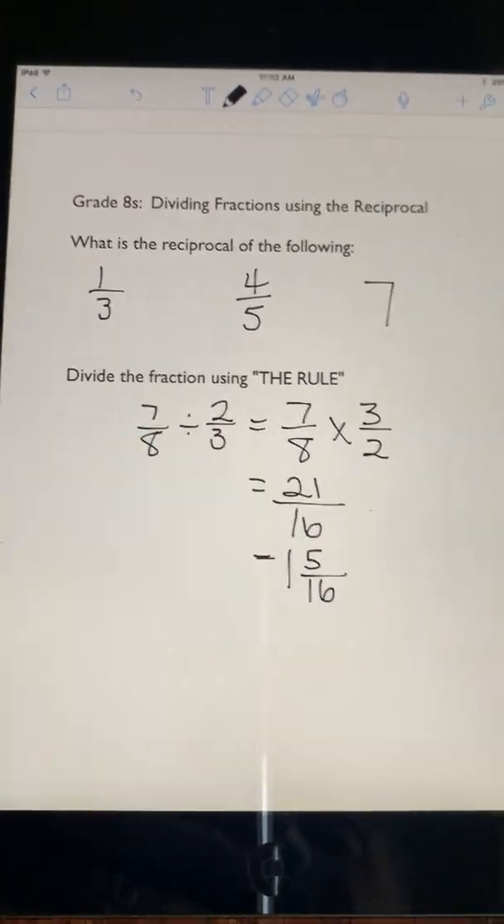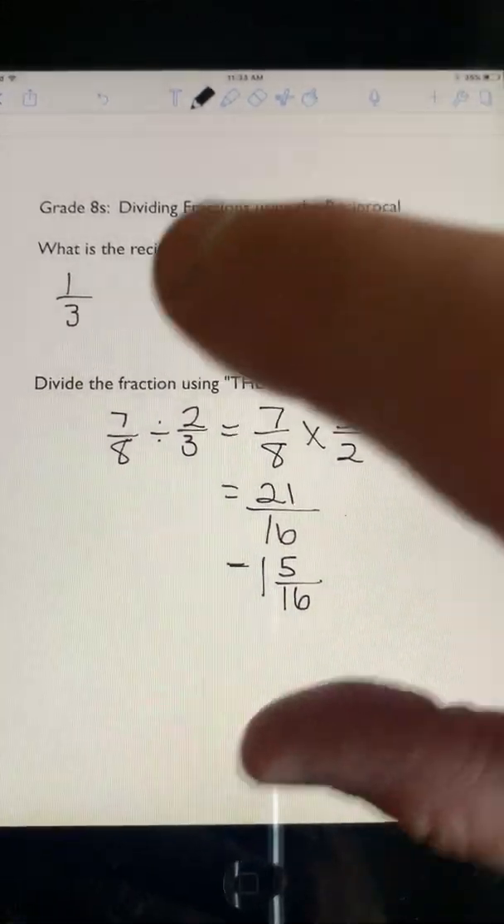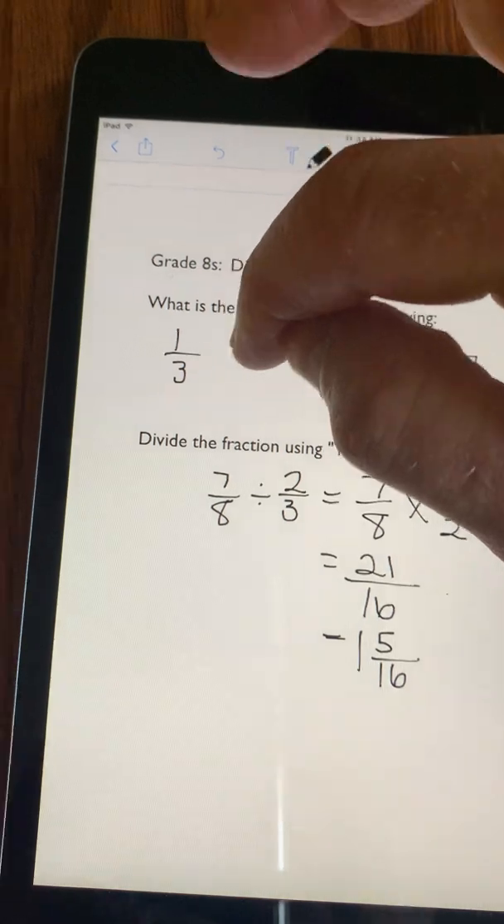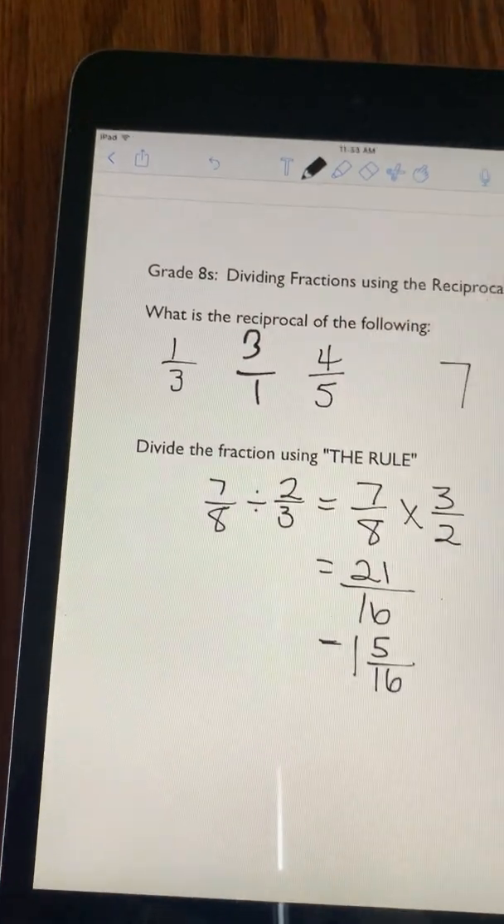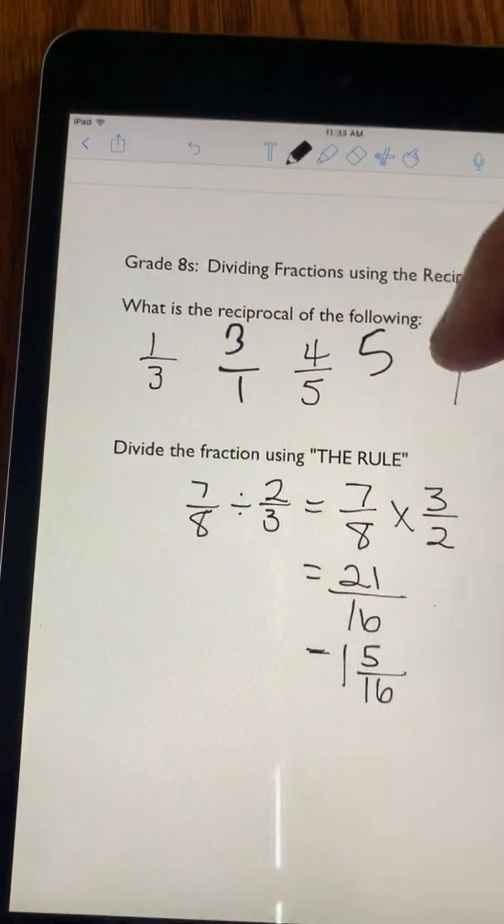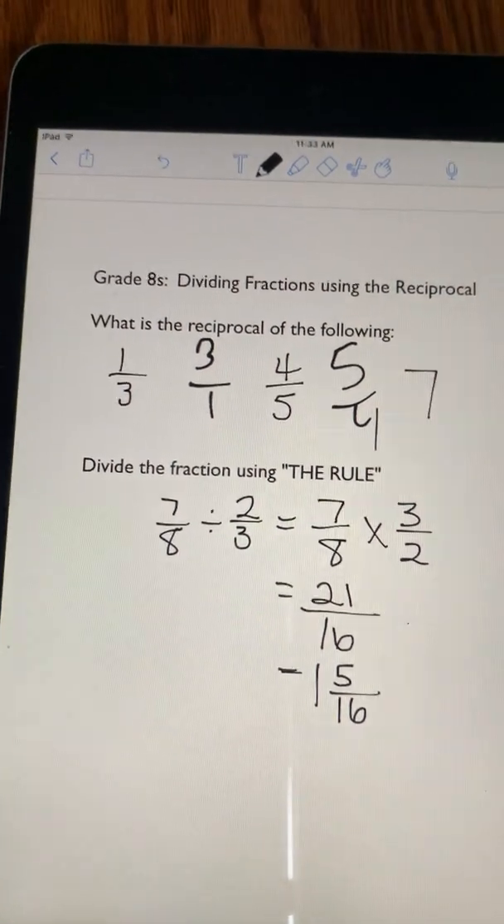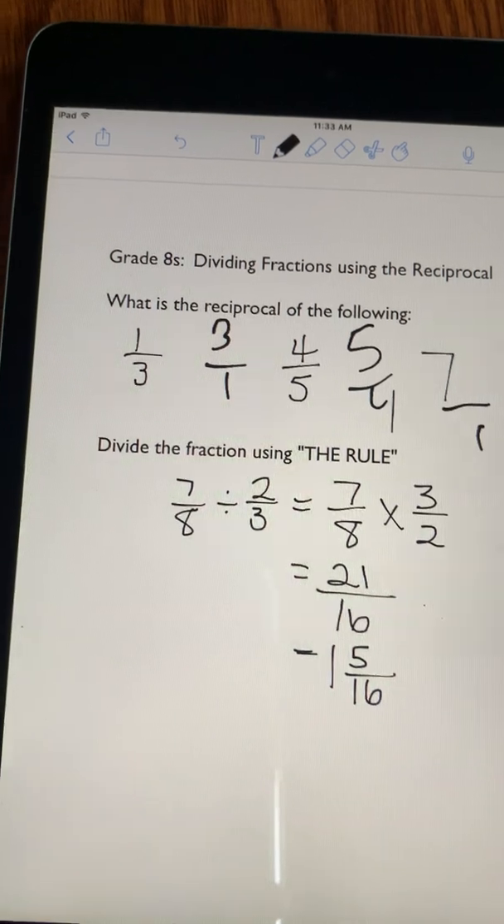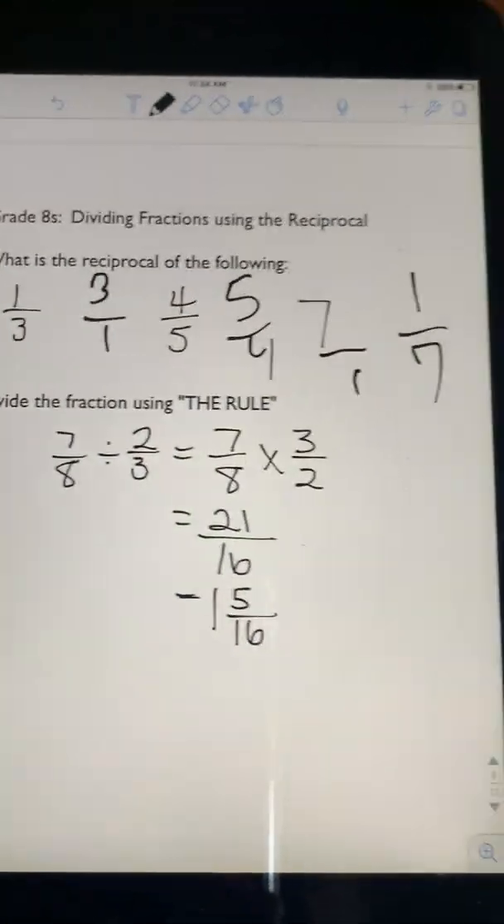So really, when we're talking about reciprocal, all you're doing is flipping these numbers over. So what's the reciprocal of 1/3? It's 3 over 1. What's the reciprocal of 4/5? It's 5 over 4. What's the reciprocal of 7? Well, really, 7 is like saying 7 over 1. So the reciprocal of 7 is 1 over 7.